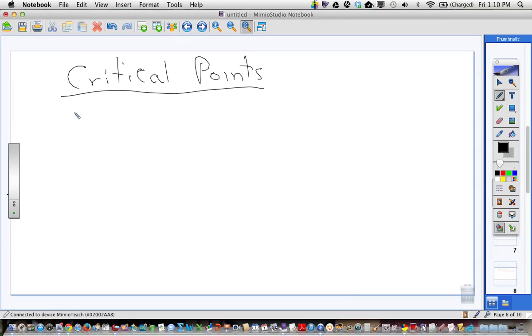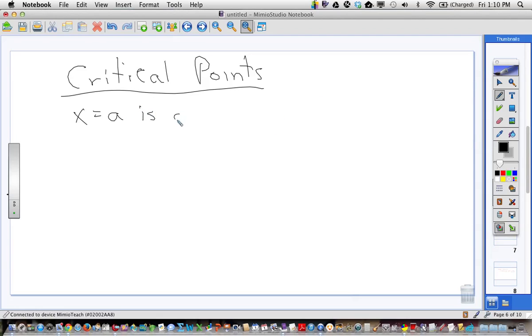Critical point. This is kind of like a square and a rectangle. Okay? A square is a rectangle. A square is just a special kind of rectangle, right? Well, same thing here. A stationary point is a critical point. It's just a special kind of critical point, right?